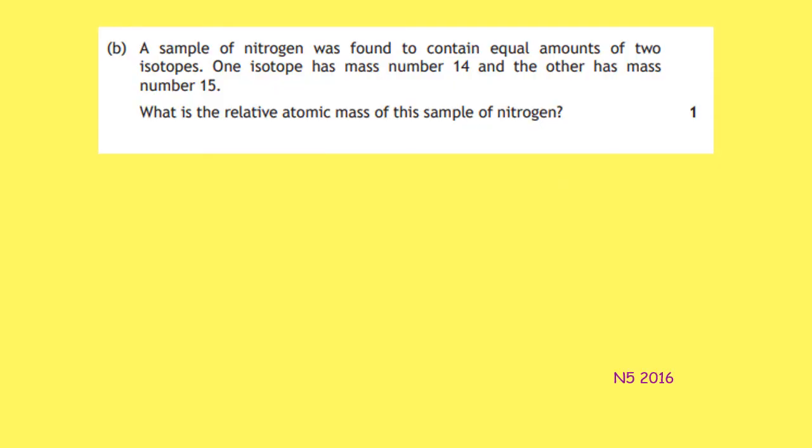So here is a question. It's from a past paper. Now it's telling you that there are equal amounts of two isotopes. One isotope has a mass of 14 and the other has a mass of 15. What is the relative atomic mass of this sample? So if you want to have a go at this question, you can pause the video. You might want to rewind back so you can see the equation to use it. But if there are equal numbers, that means that there's 50% of each isotope. So if you want to pause the video, have a go. And when you unpause the video, I'll go through the answer.